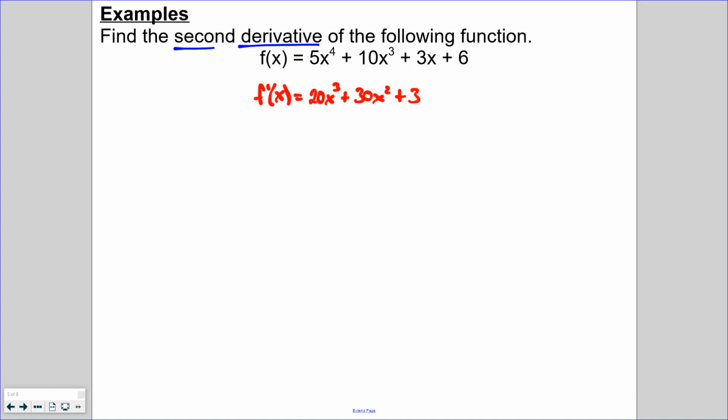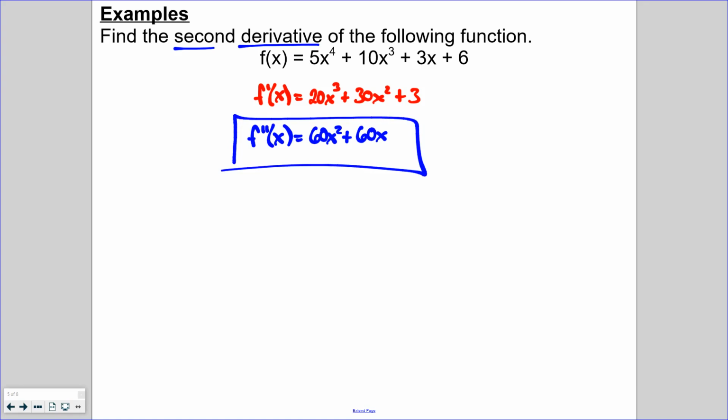All right, so now that we have the first derivative, we can now take the derivative of that function to get the second derivative. So then the derivative of 20x cubed is going to be 60x squared, plus the derivative of 30x squared is going to be 60x. And then the derivative of 3 is just going to be 0, so that means we are finished. So therefore, the second derivative is 60x squared plus 60. Not too shabby.